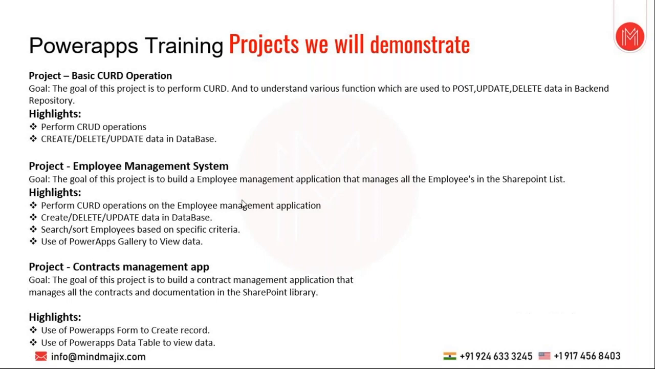And we will use a data table to view data, how to use a data table. And we will do some add-ons, such as approval management. Suppose one contract is created, then at the time when the contract is created, the approval will go to a manager saying this contract is created. Please check and approve. So we will do an approval process in this project. So these are the three projects which we will be doing at the end of this course.